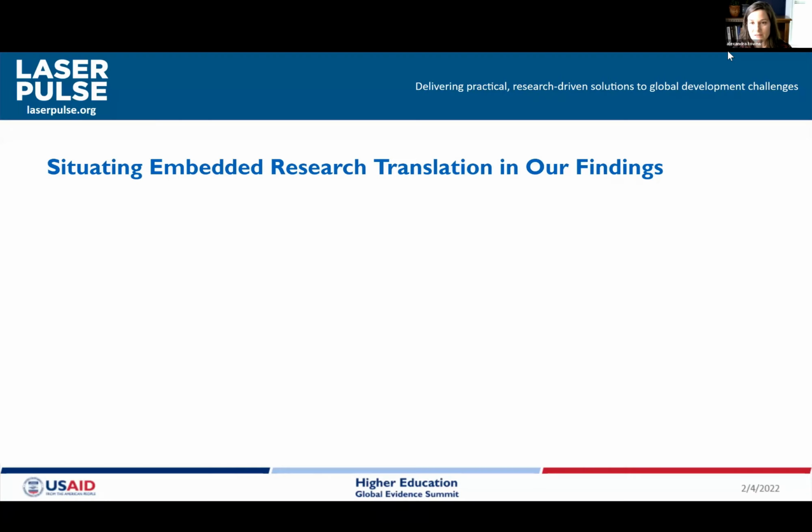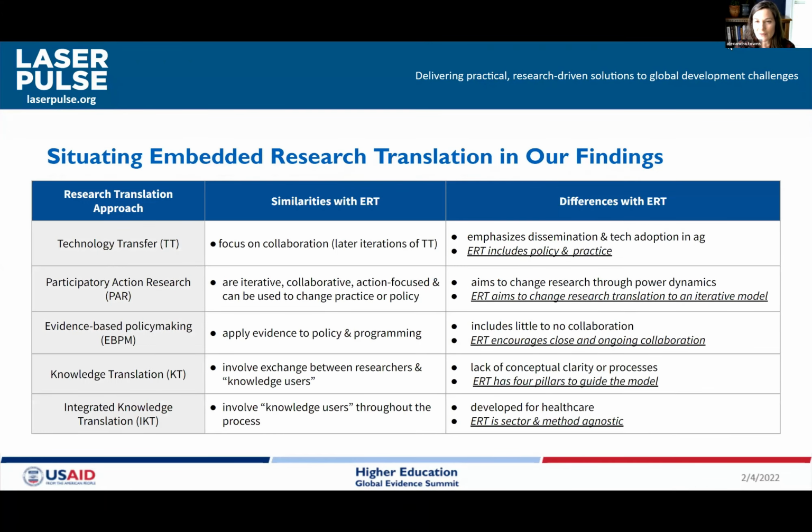So with that in mind, those 5 different approaches, one of the additional objectives of our literature review was to then take ERT and compare it to each one of these different models to see if it really is innovative, to see what really is different about it. So in this table, you'll see the similarities across each of these 5 approaches, as well as embedded research translation and the differences. And I'm not going to spend too much time on the similarities. For example, just to call one out, in participatory action, there's this intent to really have an iterative, collaborative, action-focused approach that can be used to change either policy or practice. And that's very similar to ERT. So there are some things that we have built upon existing models, but some things are very different, and that's what I'd like to focus on.